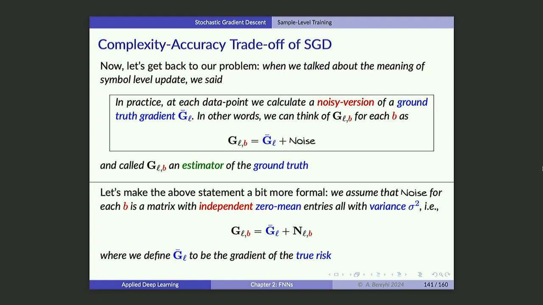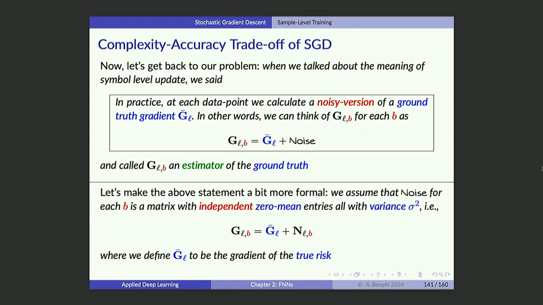And if it's a bit tough for you to imagine matrices, just think of these as numbers. No problem. It's not impacting your understanding. Okay? So you can think of all the gradients here as scalars.